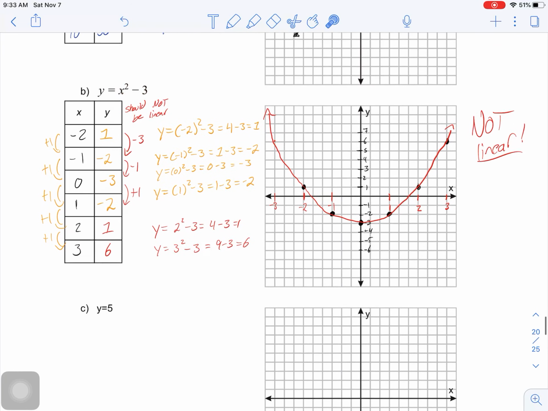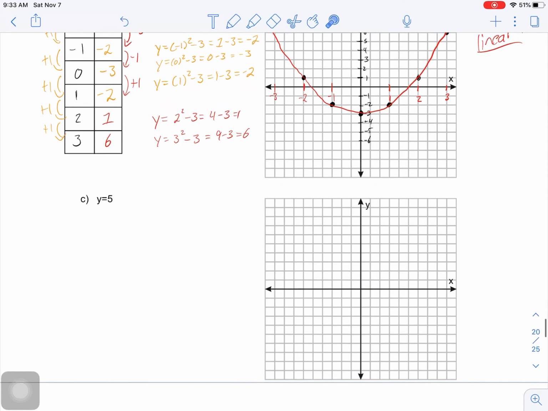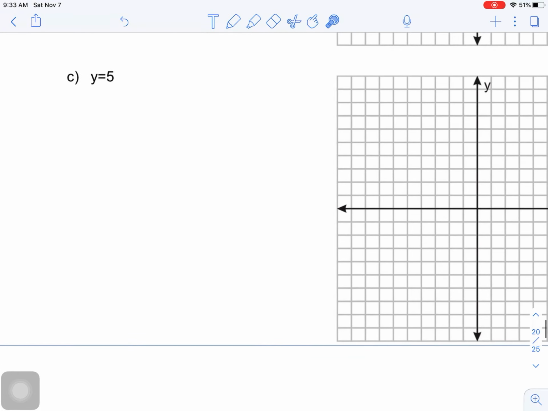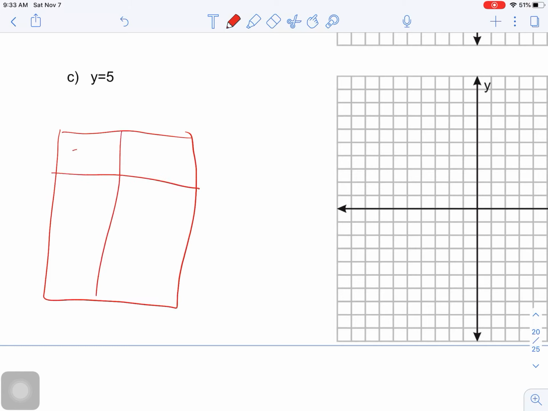Let's do one more here, okay, and see if this is a linear. Now here, I literally just have y equals 5. Lots of people get confused on what the heck that means. Okay, well, if we created our own table of values here, so our x values are our domain, our y values are range, create a few here. This is saying that y is just always 5.